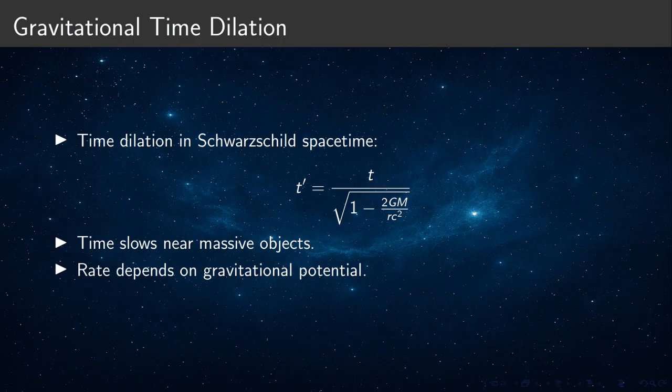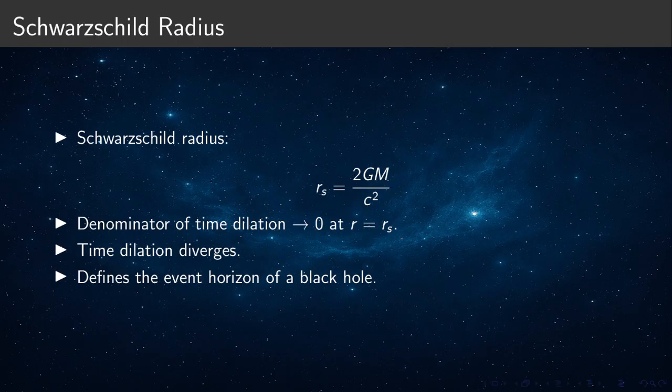light. This expression demonstrates that time is not absolute. Instead, the rate at which time passes depends on gravitational potential. As an observer approaches a massive object, the rate of time progression decreases relative to a distant observer. At the Schwarzschild radius, r_s equals 2GM over c squared, the denominator approaches zero, causing the time dilation factor to diverge. This boundary defines the event horizon of a black hole, beyond which classical descriptions of spacetime cease to apply in a conventional sense.